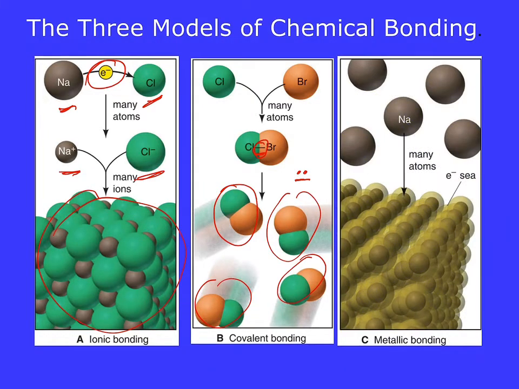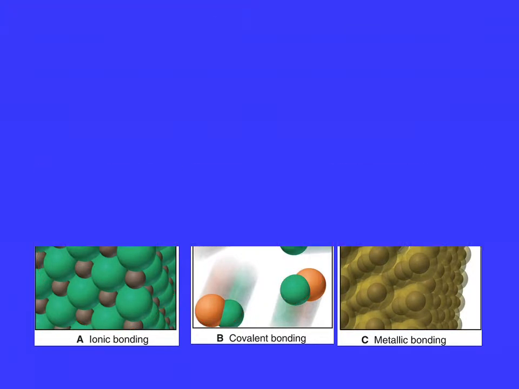And then lastly is metallic bonding, which I'm not going to say much about. But basically, when you just have a metal, you have what's called an electron sea, or a sea of delocalized electrons, to form a bunch of bonds, metallic bonds. So that's an interesting model that hopefully we'll come back to at another time.